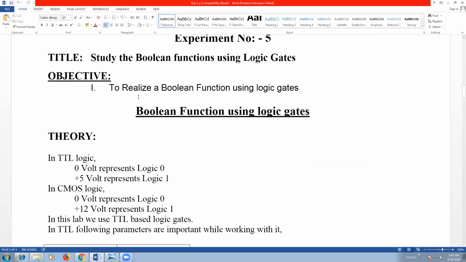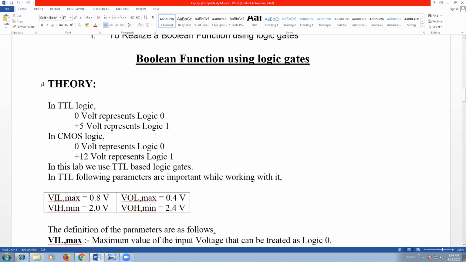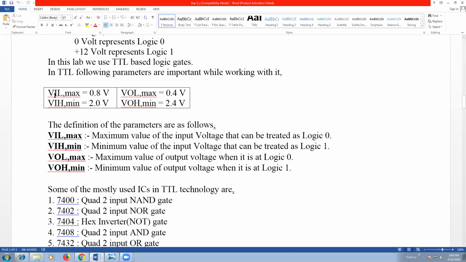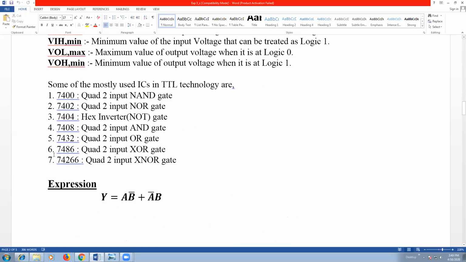Okay, so here there is theory which is mentioned. You can see here in TTL logic, 0 volt represents logic 0 and plus 5 volt represents logic 1. And all these corresponding VIL max, VOL max, VIH min, VOH min, you have to follow according to the TTL logic method. And here all the ICs are mentioned, the IC numbers.